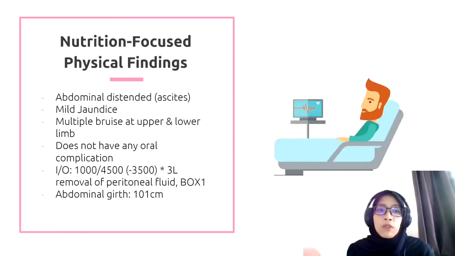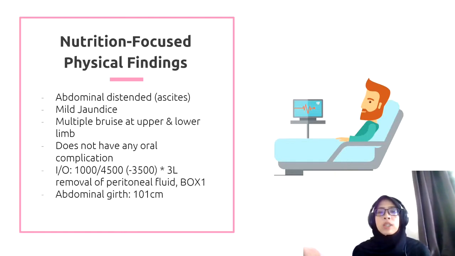For nutrition focused physical findings, the patient has abdominal distension, which is ascites, and mild jaundice, with multiple bruises at the upper and lower lip, and does not have any oral complication. Based on the intake and output, the patient has a negative 3,500 balance. This might be due to the 3 liter removal of peritoneal fluid, and the patient had 1 bowel output. The abdominal girth is around 101 cm, and this might be due to the ascites.